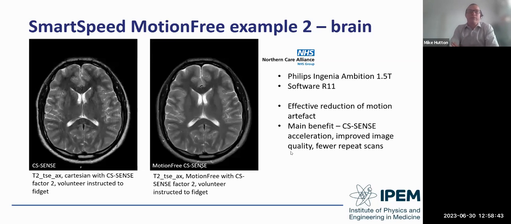Another example with MotionFree, this time in the brain. CS Sense on the left-hand side and normal Cartesian acquisition with a volunteer moving their head, instructed to fidget and move around like a patient would do. And then on the right-hand side, CS Sense MotionFree. So you can see the very characteristic CS Sense and movement-based artifact with that sort of high frequency ghosting on the left, but no evidence of any motion artifact on the right-hand side. So we've got really effective reduction in the motion artifact in this case.